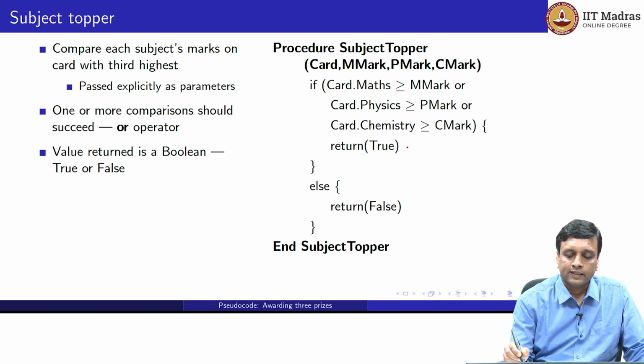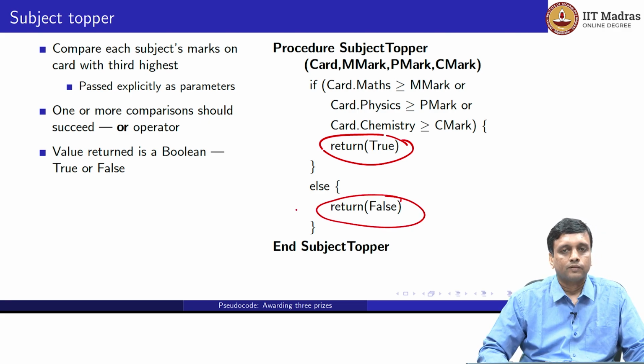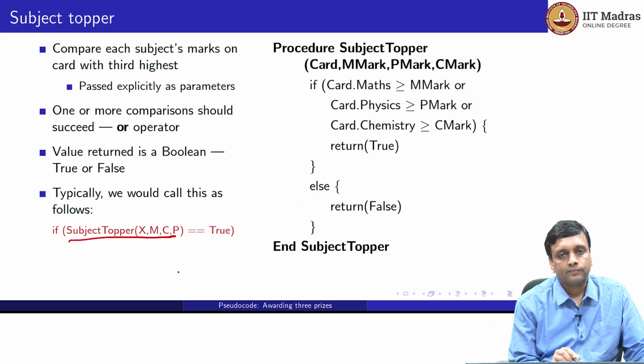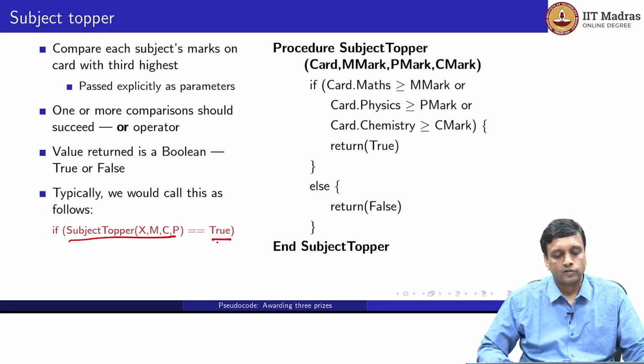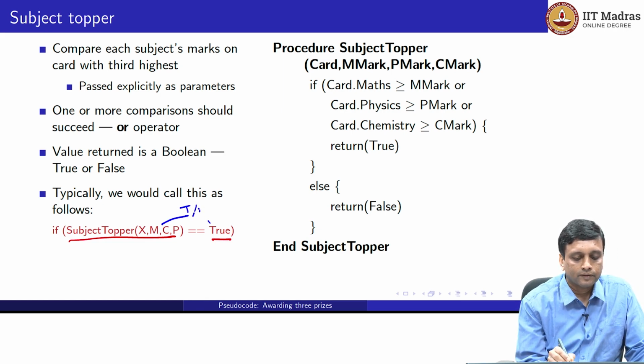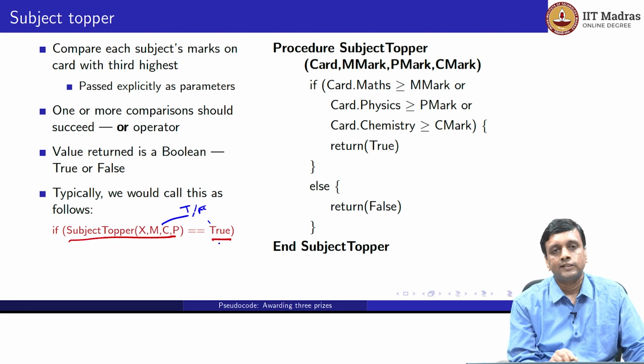Now what does this function return? As we said, if the threshold is true for at least one subject, it will return true, otherwise it will return false. So when we go back to the procedure that called this, technically what it would have to do is call this procedure and check the value against true or false. So we would have to say, is subject topper of a given card X with respect to the maths, chemistry and physics marks, true? But the outcome of this is again going to be true or false. So when is it going to be true? It's going to be true when the outcome of subject topper is true. When is it going to be false? When the outcome of subject topper is false. So if subject topper returns false, this equality check will return false. If subject topper returns true, then this equality check will return true.